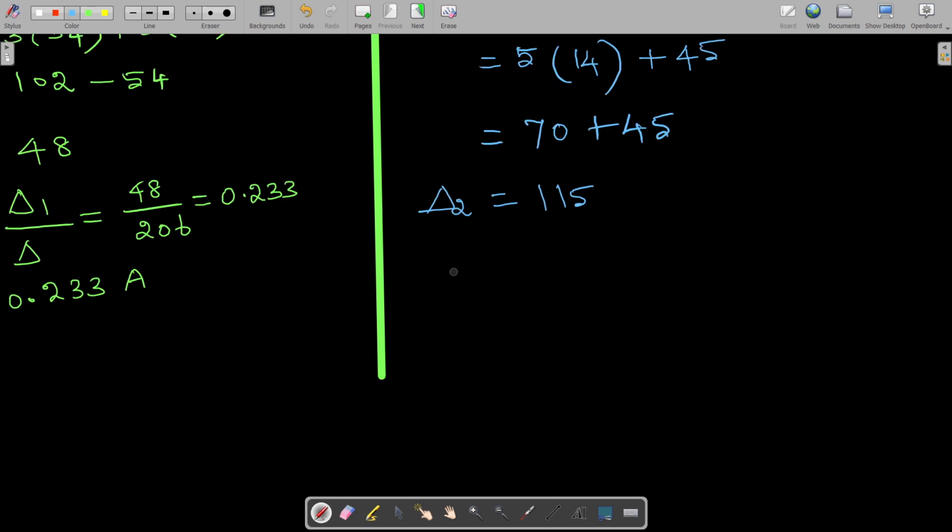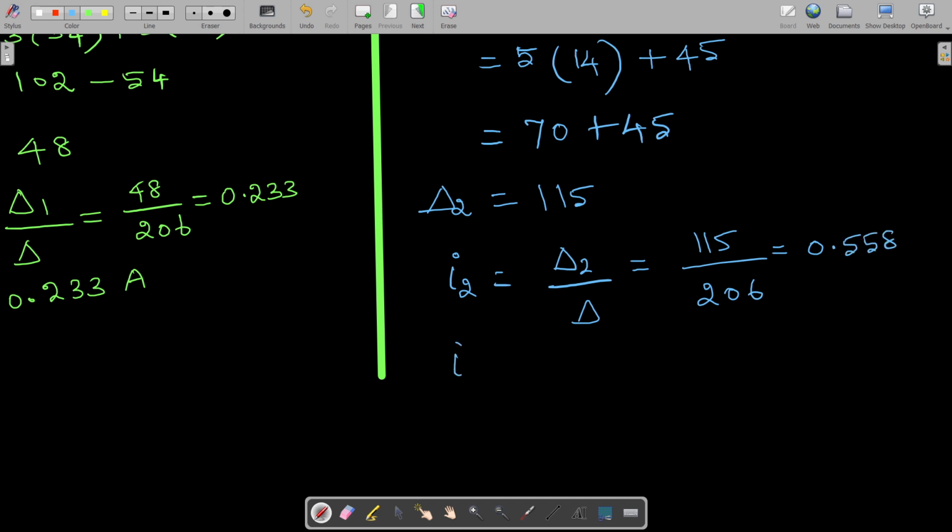So we can calculate I2 current. I2 current is equal to del 2 divided by del, that's equal to 115 divided by 206. This is equal to 0.558. So I2 current is equal to 0.558 amps.